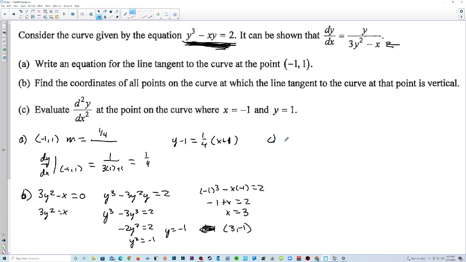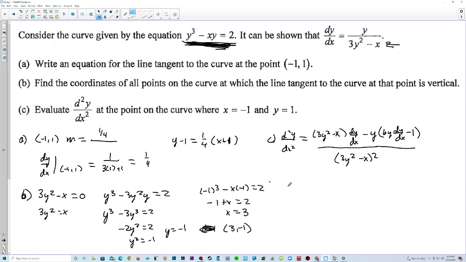C, evaluate the second derivative at the point on the curve where x is negative 1 and y is 1. So d2y over dx2 is equal to the bottom times the derivative of the top, which is 1, but then dy/dx, minus the top times the derivative of the bottom. That's going to be 6y dy/dx minus 1. And then that's all over the bottom squared.